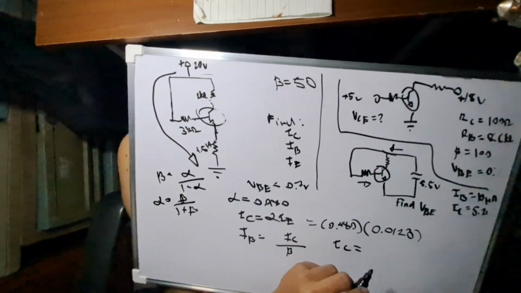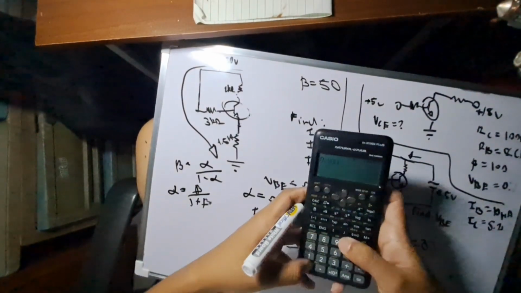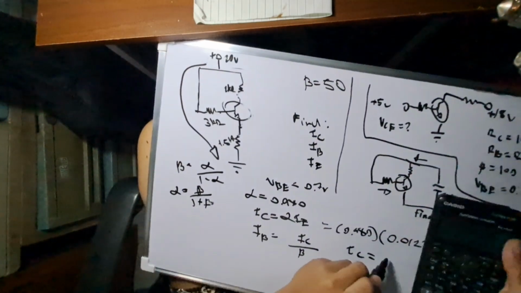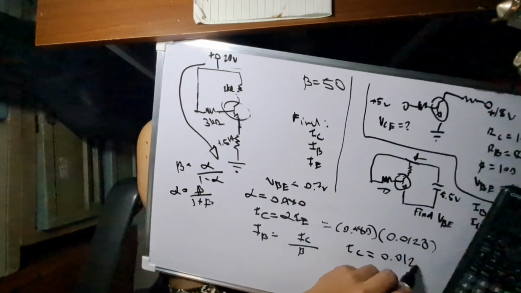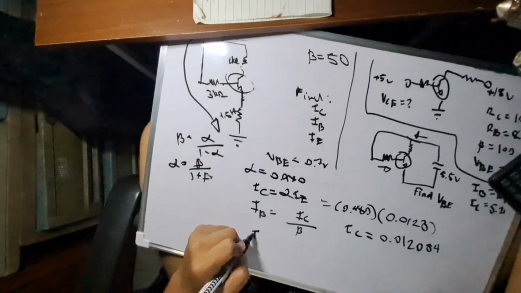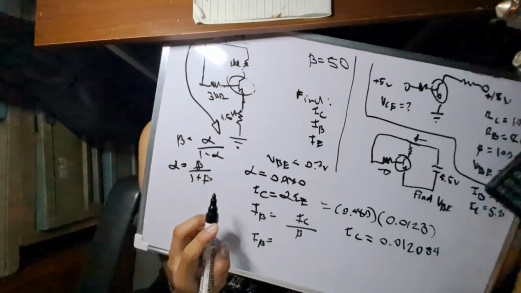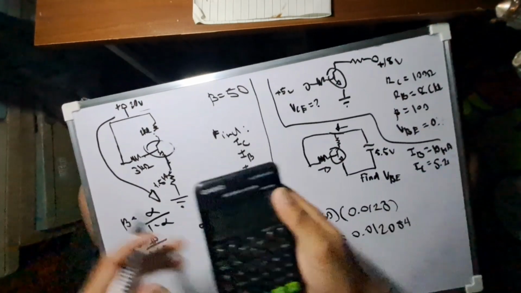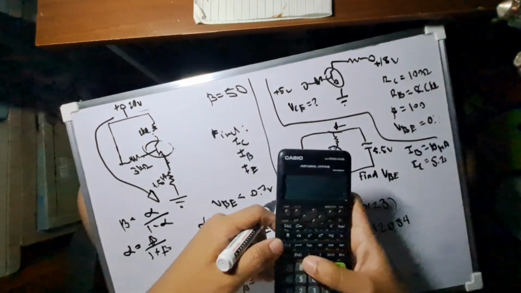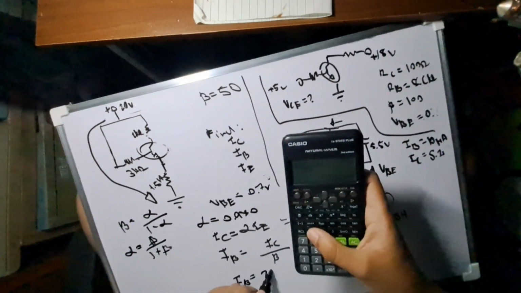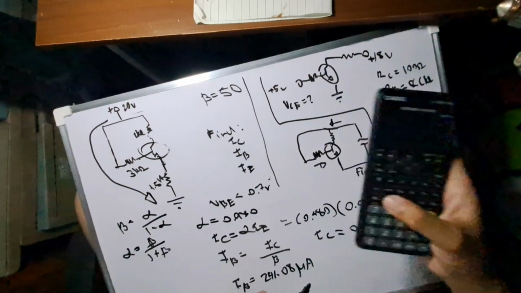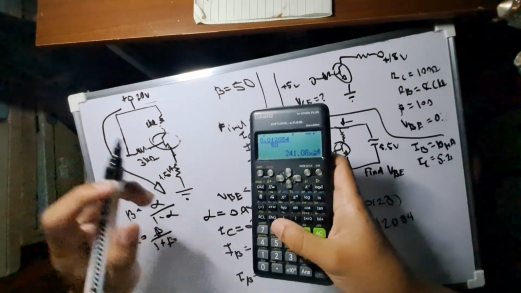IC will be given as 0.980 times 0.0123, 0.054. And using IB now, plug in natin si 50. 0.012054 over 50. IB is equals to 241.08 micro ampere.